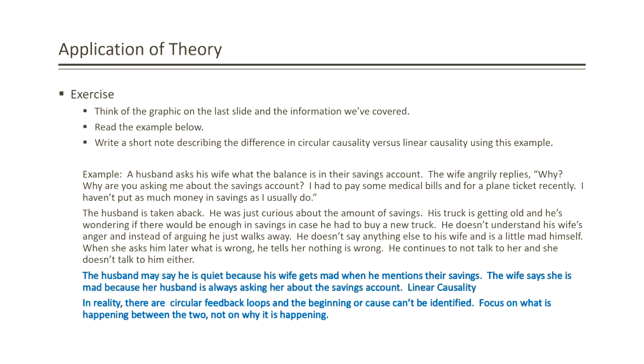So here is my assessment. The husband may say he is quiet because his wife gets mad when he mentions their savings. The wife says she is mad because her husband's always asking her about the savings account. This would be linear causality, right? Each one is sort of blaming everything on the other, looking for the cause of the problem. In reality, there are circular feedback loops, and the beginning or cause cannot be identified. So you want to focus on what's happening between the two, not why it's happening.